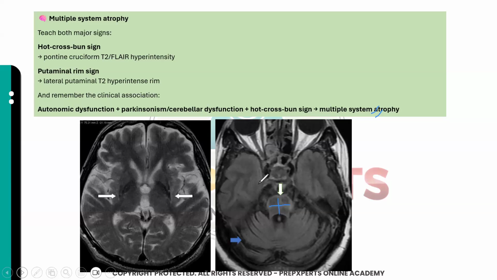This is actually due to atrophy. Whenever there is atrophy, there is water. The cells are lost, replaced by water. So there is water, which is giving this characteristic hot cross bun sign. And you can see that here, the cerebellum is also atrophic. So this is your atrophic sign and your hot cross bun sign and lateral putamen T2 hyperintensity.